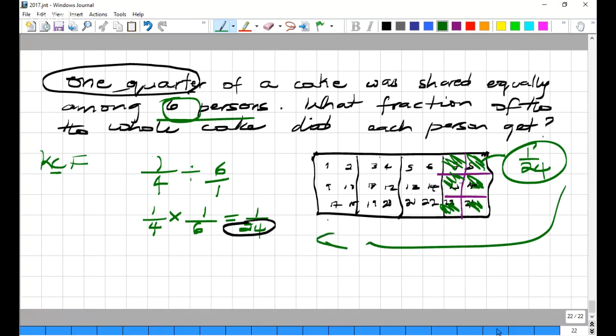So again, the fraction problem, we can work it out normally like we're used to, but we can also set it up so we can see the fraction visually. We can use what they call the area model and map it out and show what it should look like. Understood? Yes, sir.